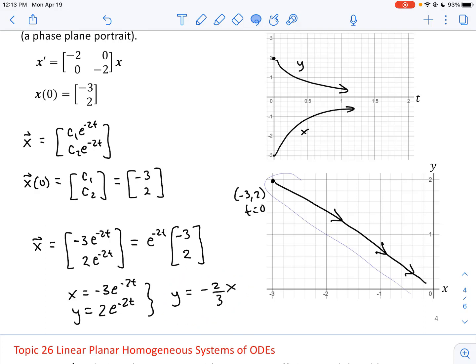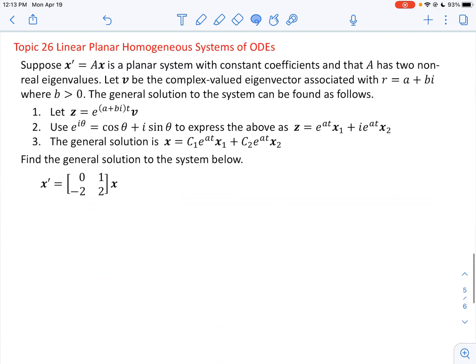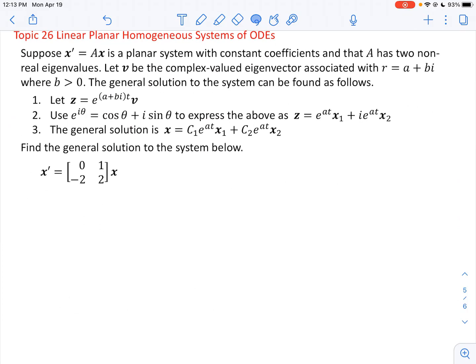So it would really be best if I drew this completely linear, because it's following a linear path as t advances. Okay, let's go to the third example.